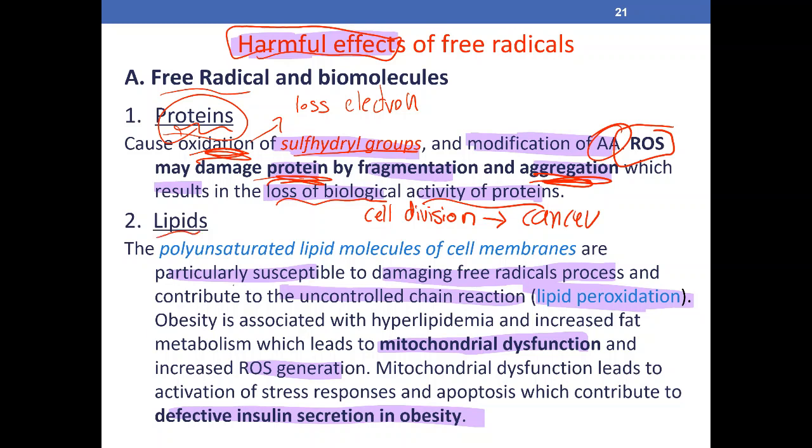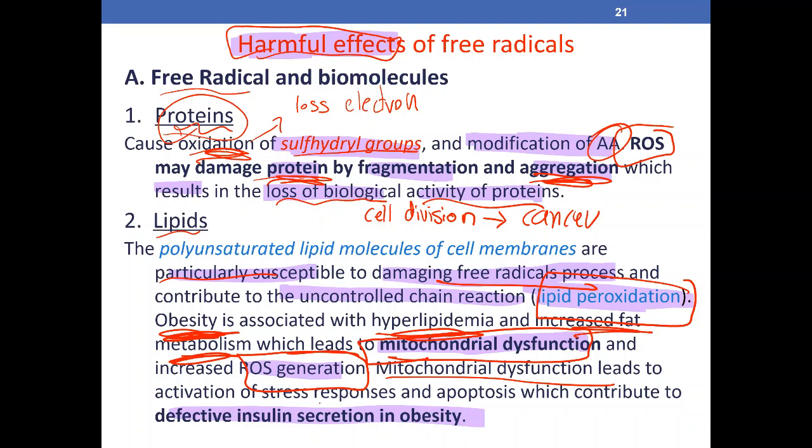Lipids may also be damaged by free radicals. This is called lipid peroxidation. One example is obesity, hyperlipidemia and increased fat. When fat is increased, this leads to mitochondrial disruption, and this forms free radicals. These free radicals kill the cells that secrete insulin, and this is why diabetes occurs in obesity. So free radicals kill the cells that form insulin, which are in the pancreas. I think you guys are covering it in GI. It's the islets of something, I forgot. But it kills these specific cells.